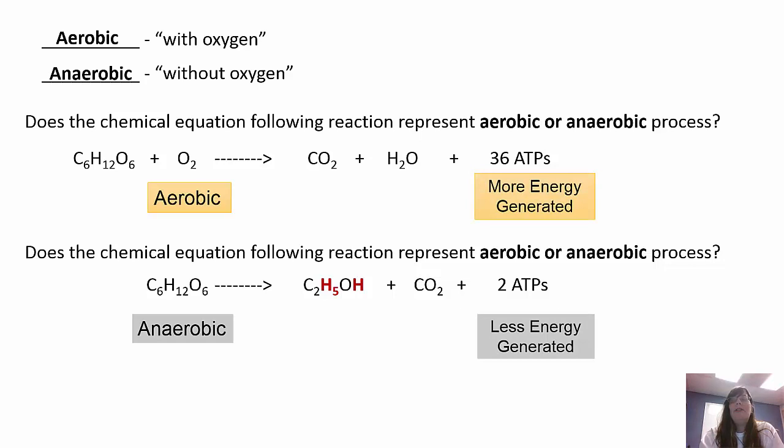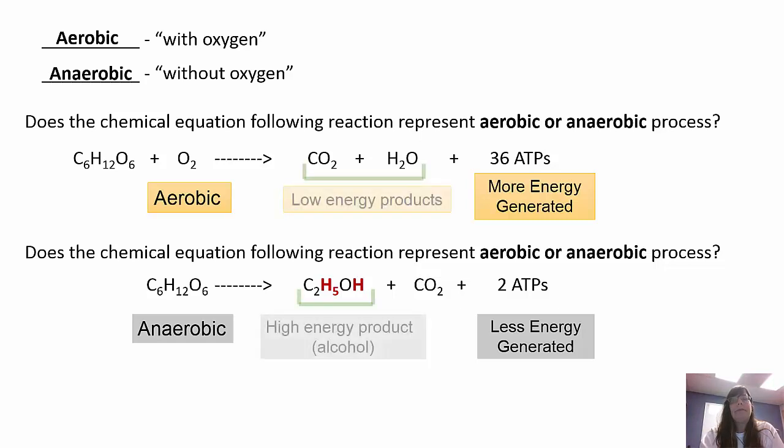So you have more energy generated with aerobic than you do with anaerobic. And again, we're going to talk about this in a few minutes. So this alcohol, this C2H5OH, is actually a high energy product. Carbon dioxide and water are low energy products. But again, more energy, ATP, is generated with oxygen than without.